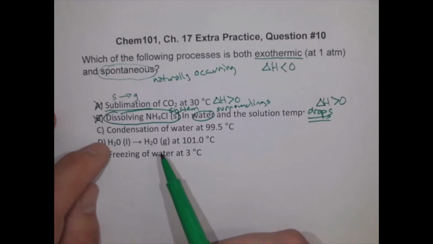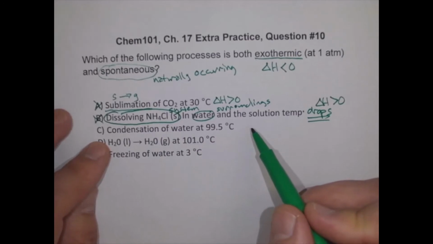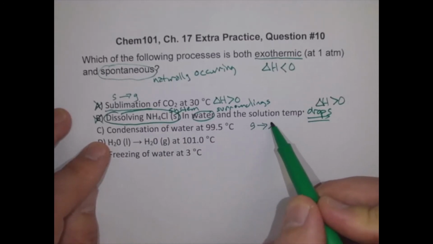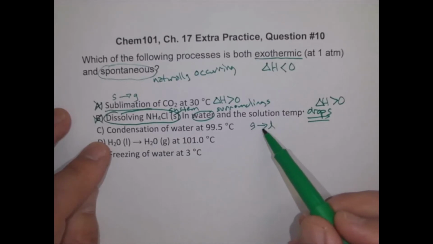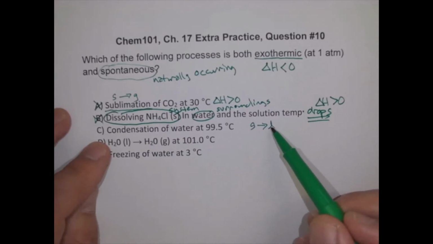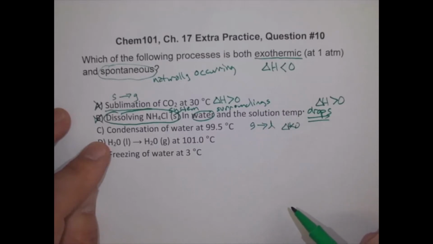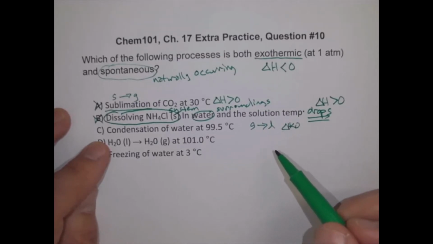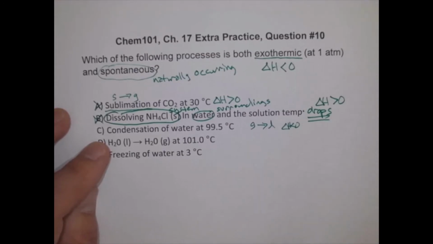Okay, for the next one, condensation of water at 99.5 degrees Celsius. Well, condensation, that's where we go from a gas to a liquid. And in order for that to happen, the gas has to release energy into the surroundings so that it can condense into a liquid. So this is one where we do have a negative delta H. So the delta H is less than zero. Okay, it is exothermic because that gas has to release energy into the surroundings in order to form a liquid. And so one of the criteria we met.